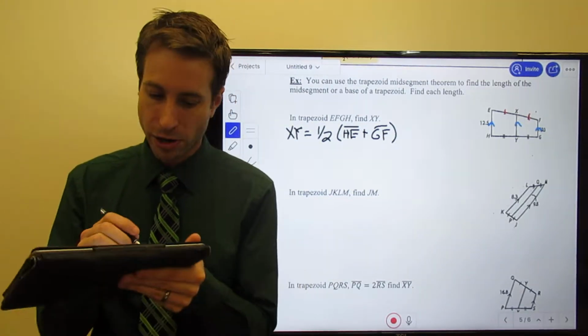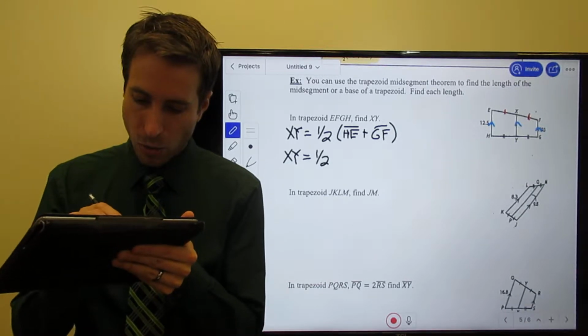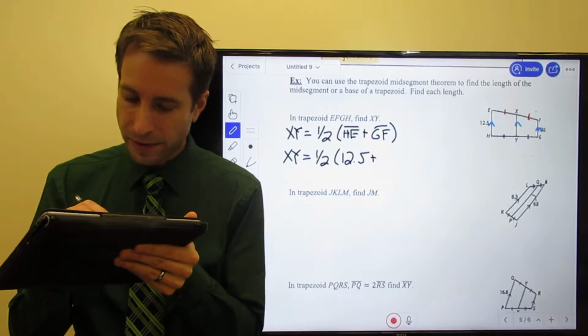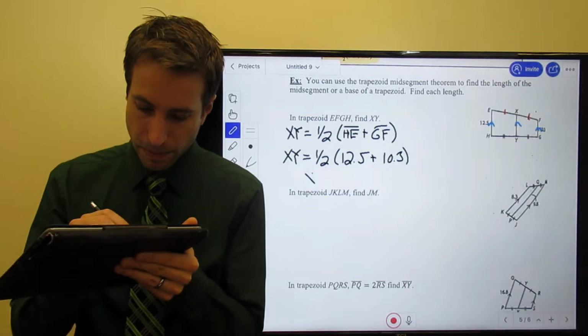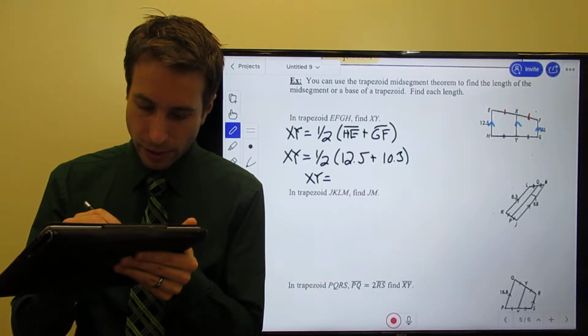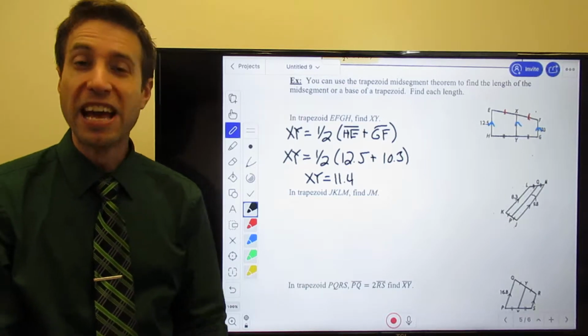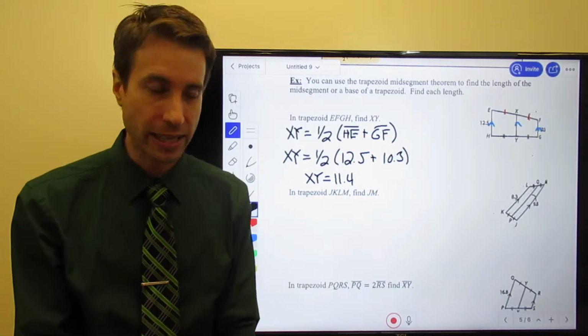Right, well at this point, guys, it's plug and chug. Don't fat finger something on your calculator. These really should be pretty straightforward problems. 1/2 of HE is 12.5. GF is 10.3. Add them up, divide by 2, you get 11.4.